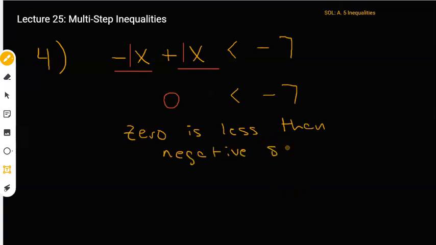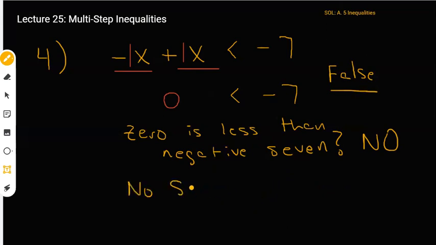Is this true? The answer is no. 0 is not less than -7. -7 is much less than 0. So this is actually a false statement. Whenever you get a false statement, you're going to write no solution. And since there's no solution, we can't graph it on a number line. So we would just write no solution.